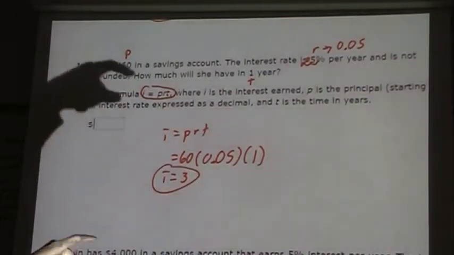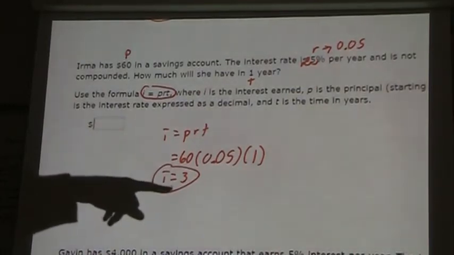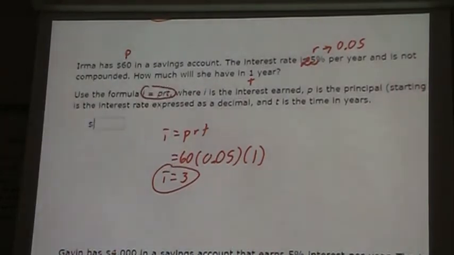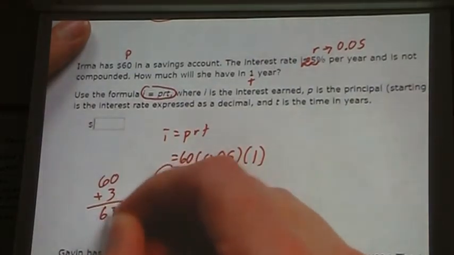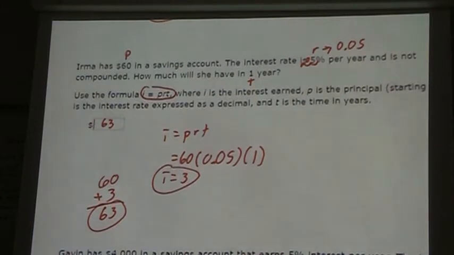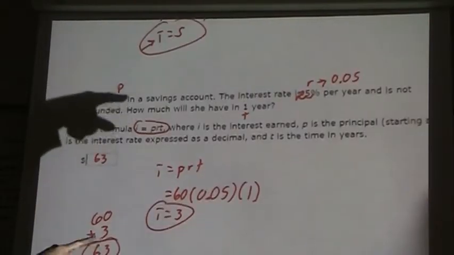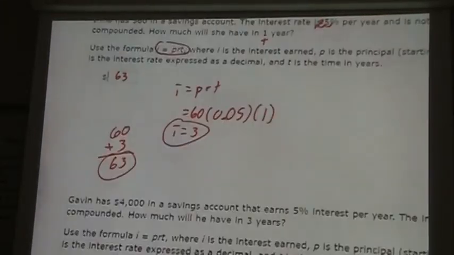But wait, do we write that in? No. The question is, how much will she have in a year? Well, she doesn't have $3 in a year. She gains $3. She started with 60. So to find out how much she has, we take our starting amount, 60, and plus the interest. We now have $63 in our account. Boom. There we go. Okay. So these problems have one extra step. You just got to make sure you read your question. Are you looking at how much she has or how much interest she earns? That's the difference in the question.